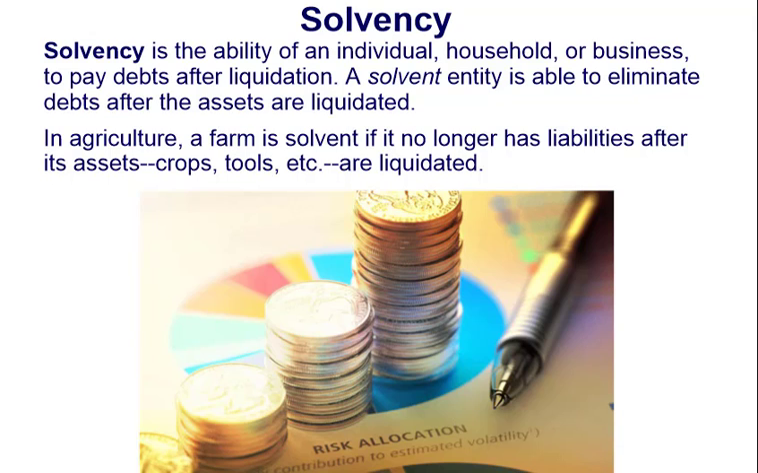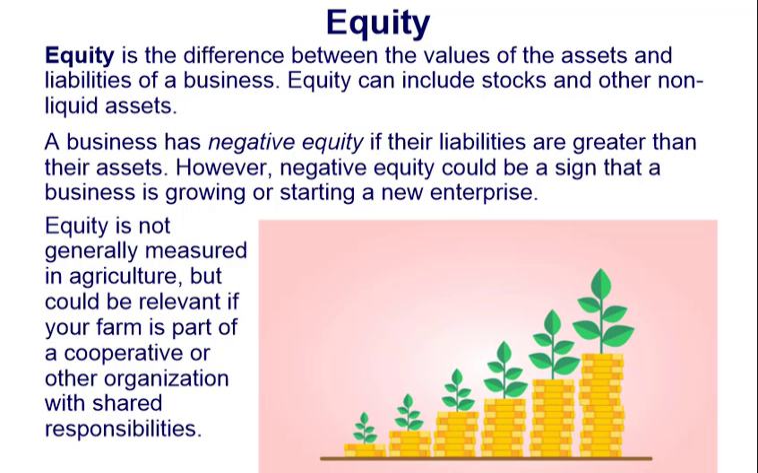Solvency. Solvency is the ability of an individual, household, or business to pay debts after liquidation. A solvent entity is able to eliminate debts after the assets are liquidated. In agriculture, a farm is solvent if it no longer has liabilities after its assets, crops, tools, etc. are liquidated.